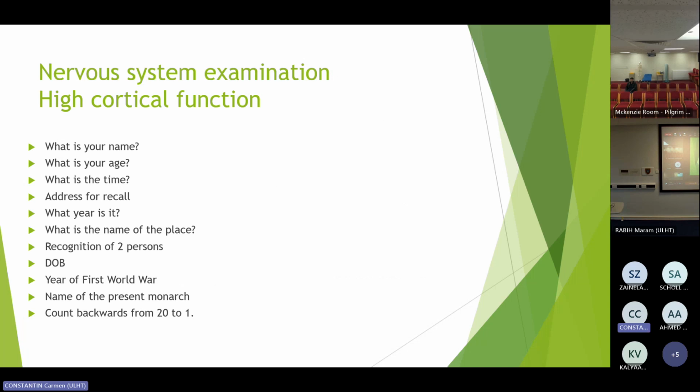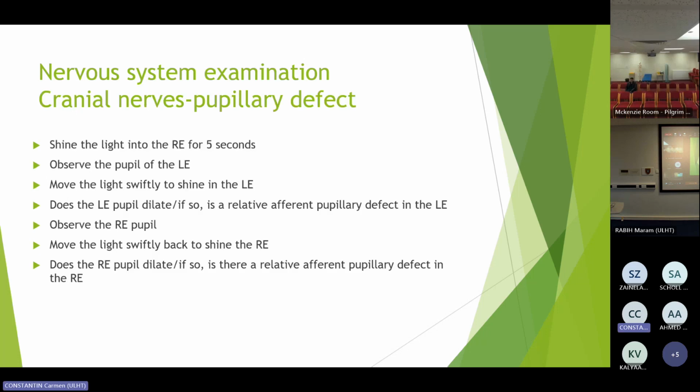So the higher cortical function, what I meant, is called a screening proforma in our system, and each trust in the UK has it. It is the general screening to check if there is confusion or any altered changes in their state. So moving towards the cranial nerve examination, very important.